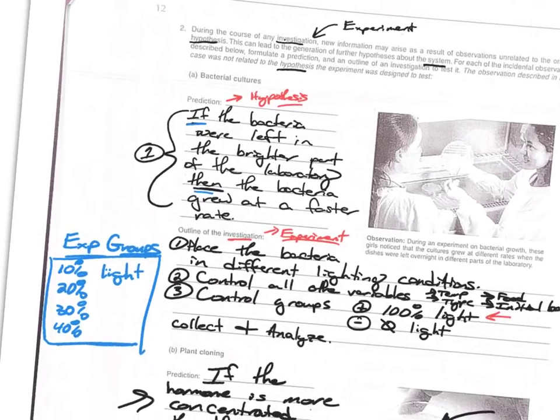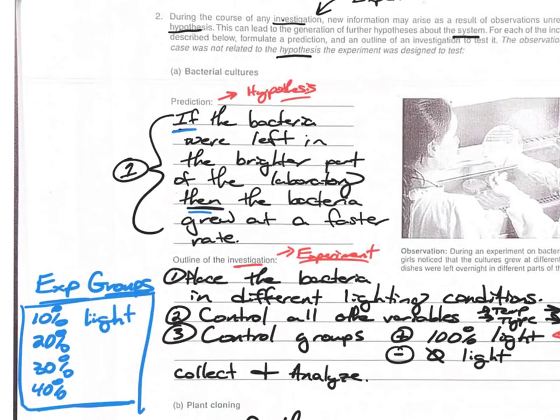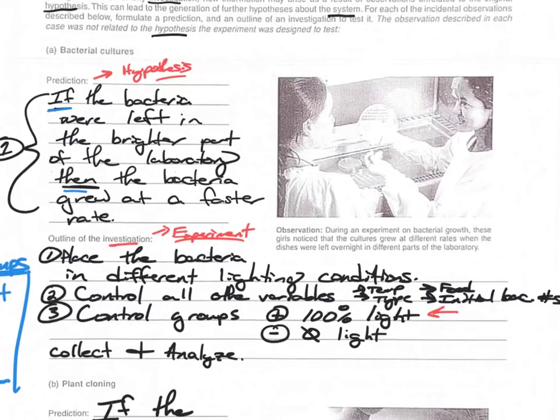What are you going to change? If you think it's light, you think the brighter the light, the faster it grows. It might not be. Maybe you thought it was dark, or maybe you thought it was the medium one, whatever it is. So if you think light had something to do with it, why did I think that light had something to do with it? Because of the observation. The observation stated that during the experiment, these girls noticed that cultures grew at different rates when the dishes were left overnight in different parts of the laboratory.